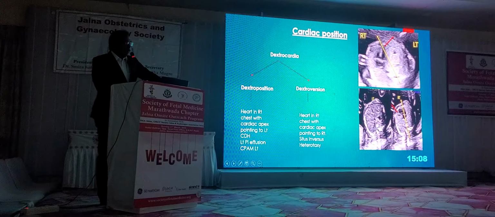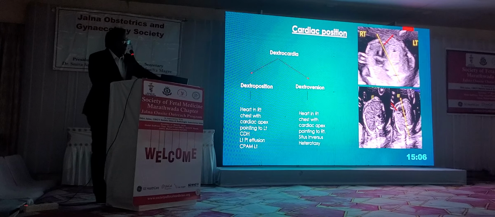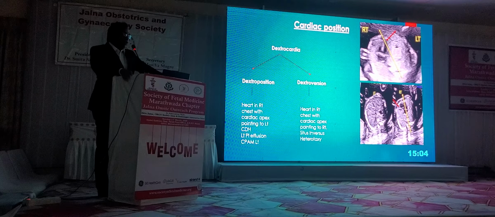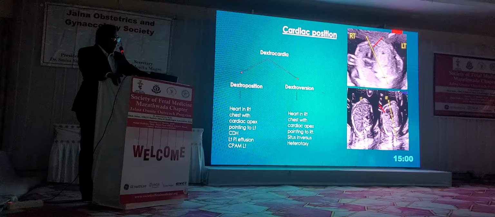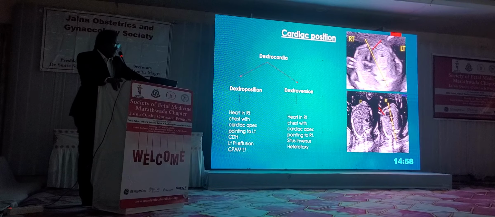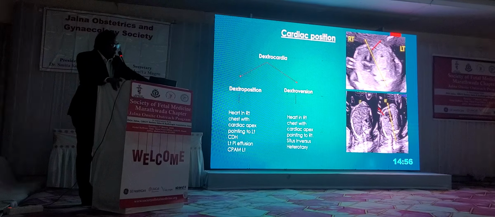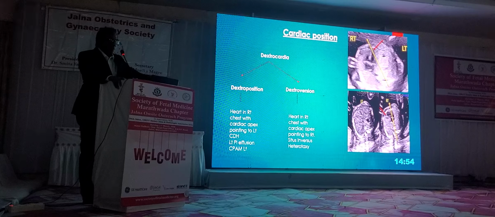So when we say dextrocardia, we should be aware of two different terms. One is dextroposition, one is dextroversion. Dextroposition is when the position of the heart is towards dextro, that is the right side. But the cardiac apex will still be pointing towards the left. It will be because of diaphragmatic hernia, pleural effusion, etc.